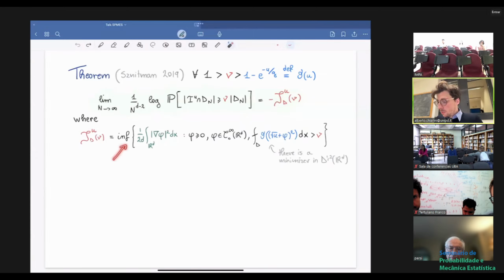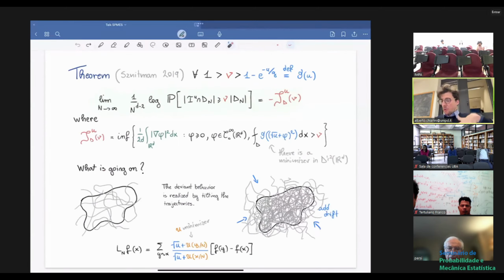It's a rate which is found by minimizing the Dirichlet energy of functions phi that are smooth and non-negative, and such that the average of theta computed at (square root of u plus phi) squared is bigger than nu. One interesting thing is that there exists a minimizer for this variational problem. And the minimizer doesn't need to be in L2, but it is in the space of functions with finite Dirichlet energy that is vanishing at infinity.